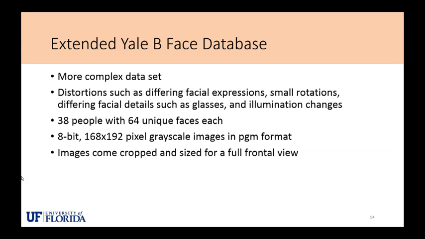The extended Yale B face database is a more complex data set and a little bit larger. The distortions are more advanced, especially the illumination changes are a lot greater, the rotations are a little bit more, and I'd say the facial expressions are also more extreme. With this data set we have 38 people with 64 unique faces, so a lot more faces for each person. The images are fairly similar in format, 8-bit grayscale, a little bit more pixels, 168 by 192, PGM format once again. And once again they come cropped and sized to meet our needs.